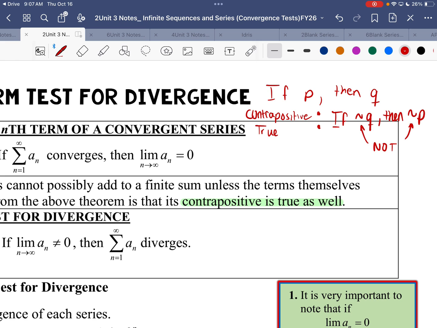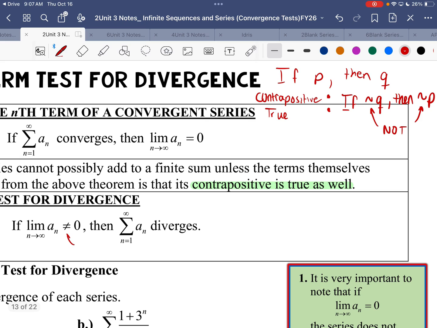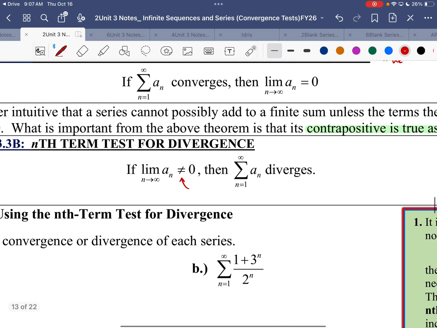So if a series converges, then the limit of a_n, the sequence, is 0. So the contrapositive would flip the order. So now first we're talking about the limit and then negating that limit. So what's the opposite of the limit equaling 0? Not equaling 0, right? What's the opposite of a series converging? Diverging. So this is the nth term test for divergence.